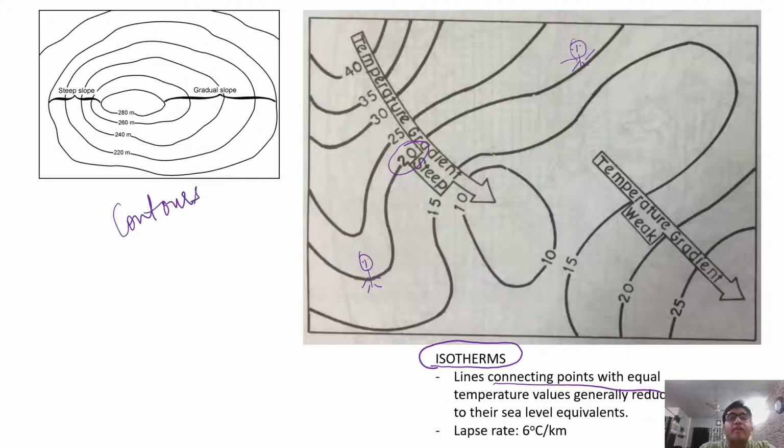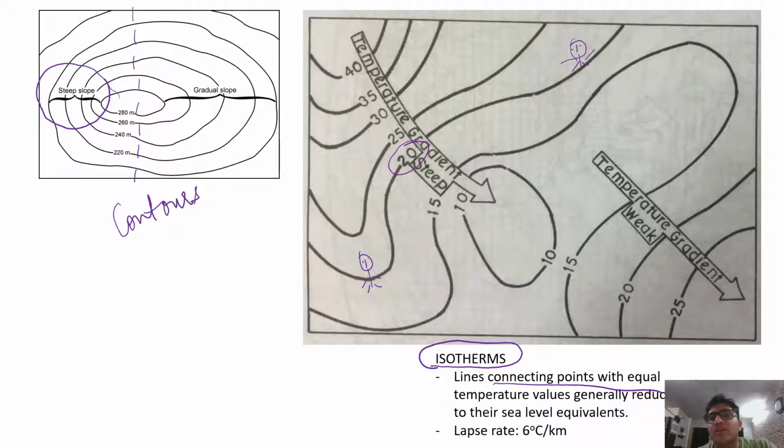Contours, we all are aware that contours are the lines joining the places of similar height. In this diagram you can see, if I divide this into two parts, on the left hand side you can see that these contours are closely spaced, while on the right hand side they are widely spaced. So what does this mean? That when the contours are closely spaced, then we get a steep slope, while when they are widely spaced the slope is gradual.